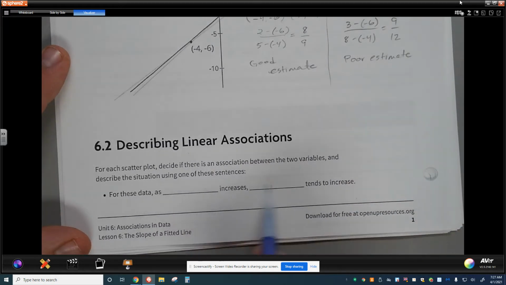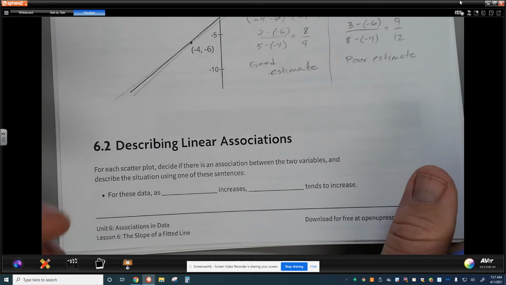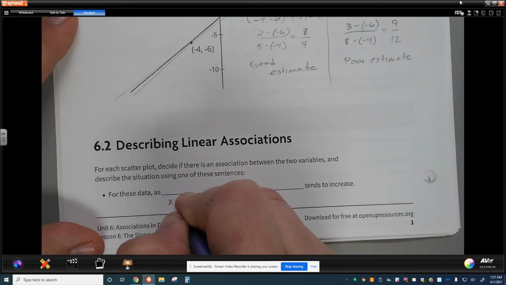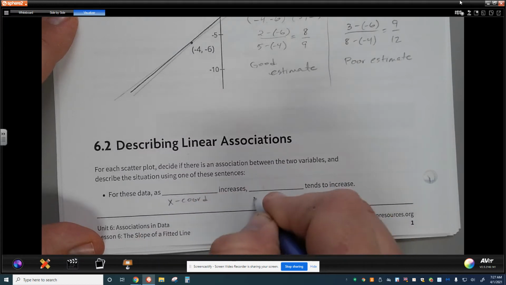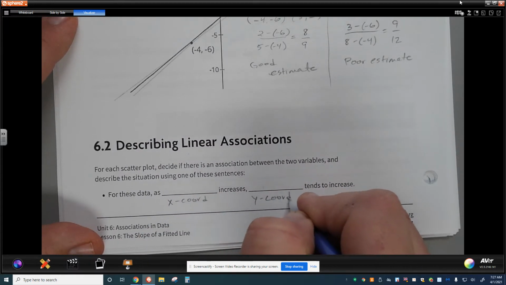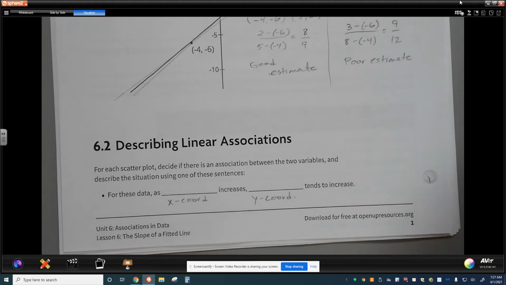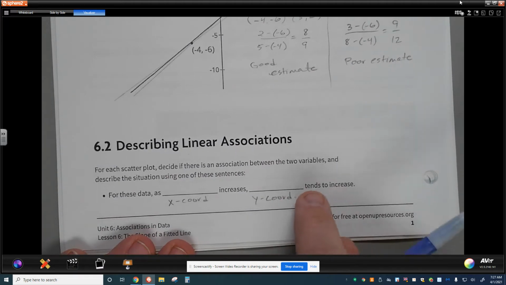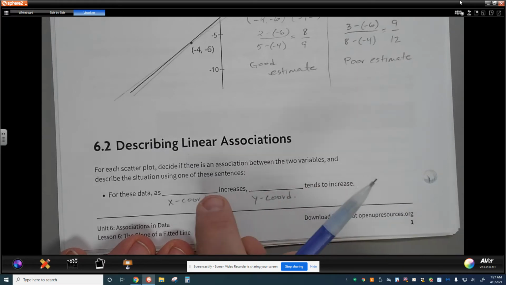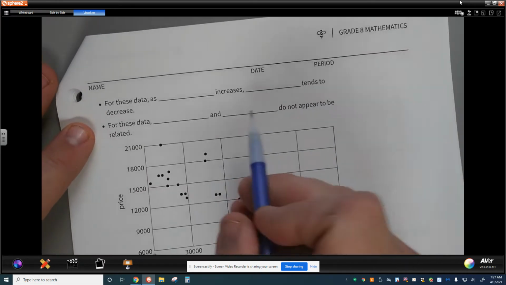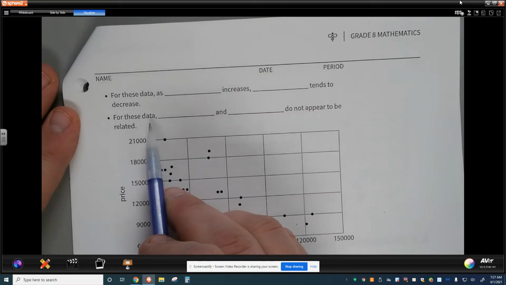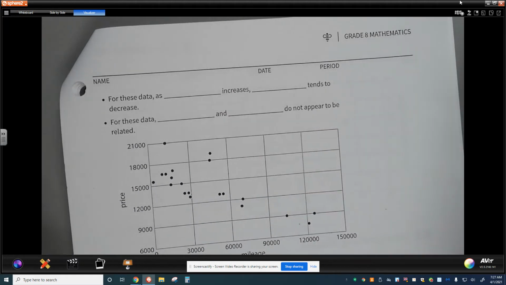So we're looking at the two variables, and we're going to look at this from the value of, usually we're going to say x coordinate, y coordinate. Okay, because we have the independent followed by the dependent. We would always talk about the dependent second because this one is going to change as a result of this one. So another one, we can see that the data increases while the other tends to decrease, and we can see that the data do not appear to be related at all.